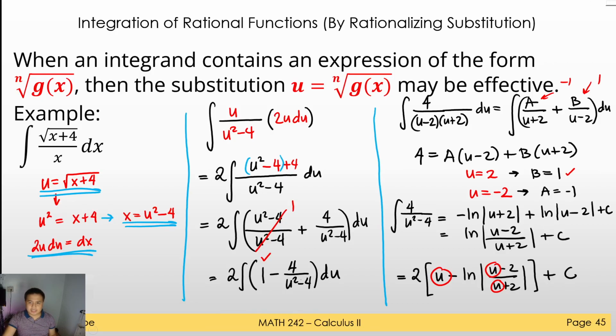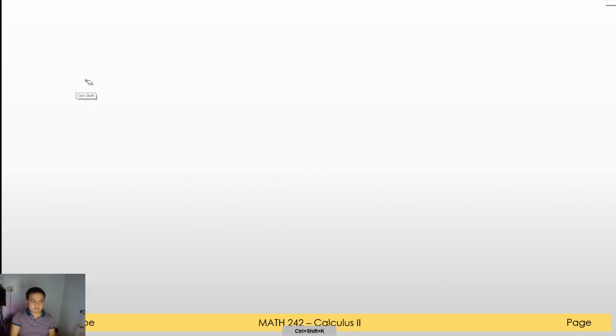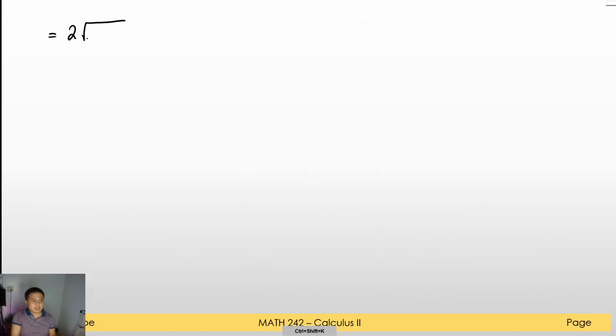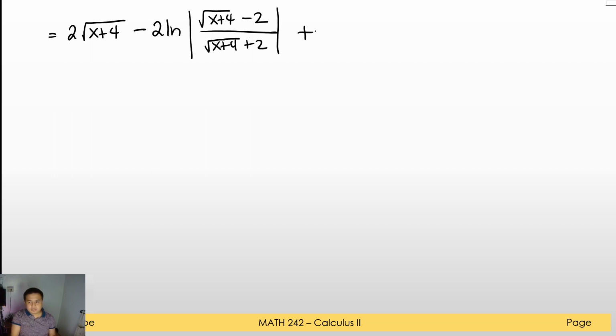So creating another slide. This is equal to 2 times the square root of x plus 4, I'll just distribute this as well, minus 2 ln of the square root of x plus 4 minus 2 over the square root of x plus 4 plus 2, plus c. So this will be your final answer.